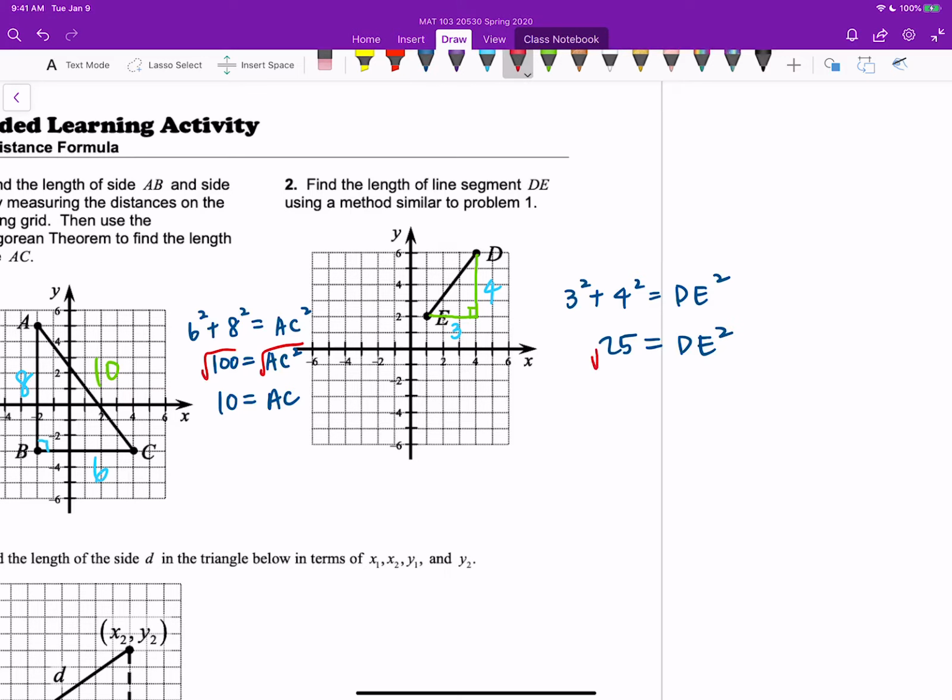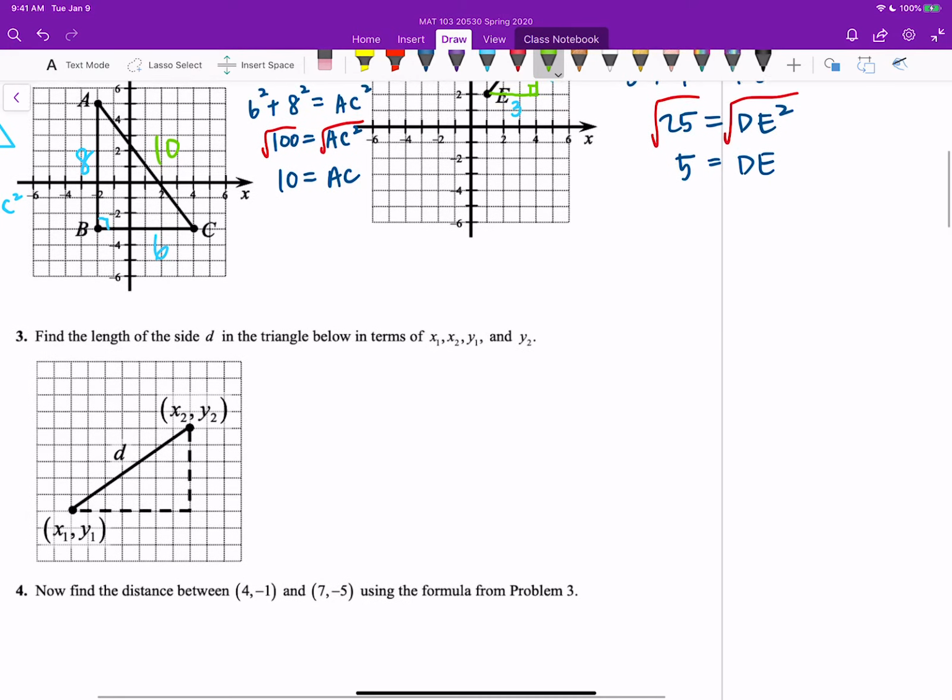Take a square root on both sides. On the left hand side, we have 5. On the right hand side, because DE cannot be negative, it's the length of the side of a triangle. It has to be positive, so you don't need absolute value. Your answer is simply 5. Therefore, the length of DE is 5.